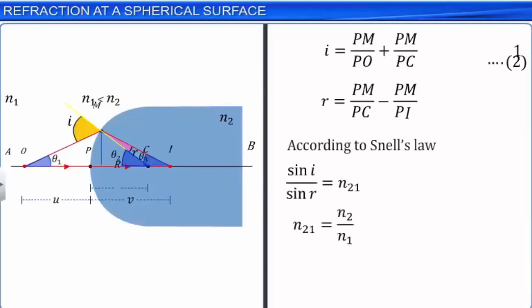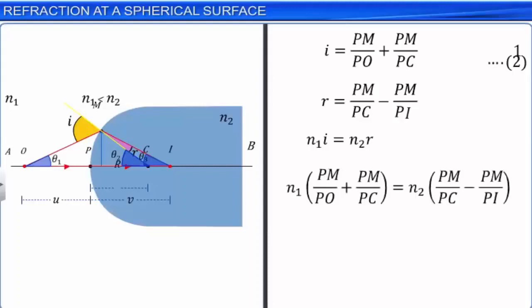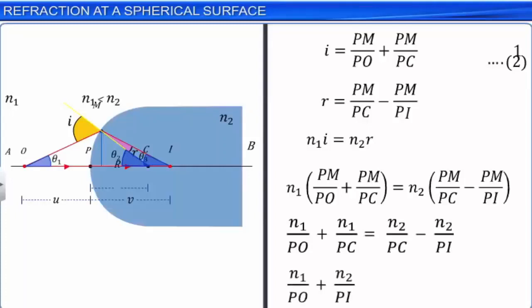But on applying the Cartesian sign convention, PO is equal to minus U, PC is equal to R, and PI is equal to V. On substituting these values in equation 3, we get N2 by V minus N1 by U is equal to (N2 minus N1) by R. Let this be equation 4. This equation gives a relationship between object distance and image distance for refraction at a spherical surface, and is valid for all types of spherical surfaces.